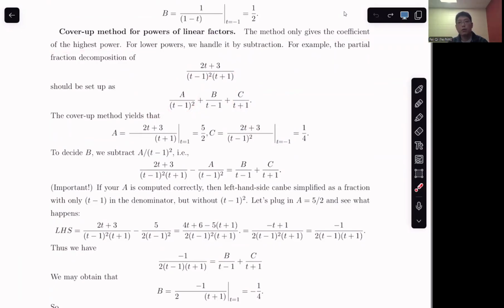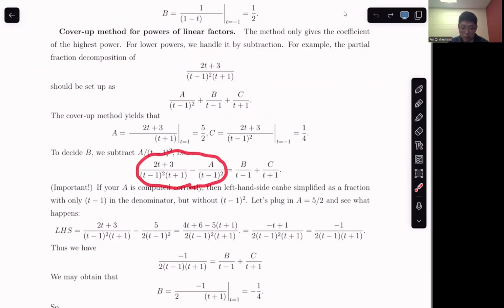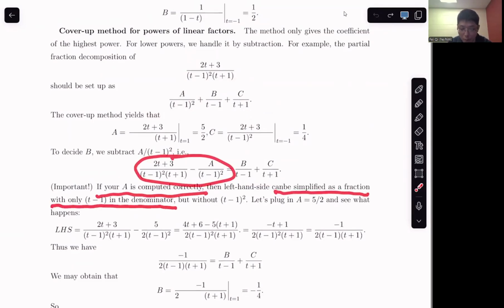Okay, so now to decide B, what we could do is the following. To decide B, we can subtract A over (t minus 1) squared on both sides. In other words, originally it was this guy equals the sum of these three guys. Now I will just subtract both sides by the first term over here. So the left-hand side becomes this and the right-hand side becomes this. Okay, so here is the important thing. If your A is calculated correctly, then if you simplify the left-hand side, it can be simplified as a fraction with only t minus 1 in the denominator, but without (t minus 1) squared. So if everything is calculated correctly, you are not supposed to get (t minus 1) squared over here.